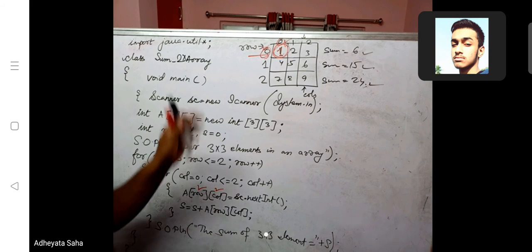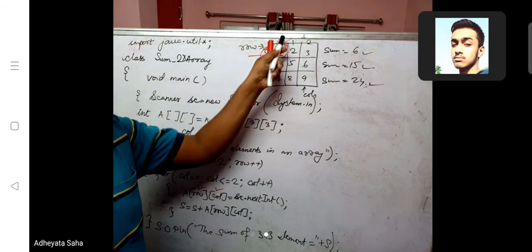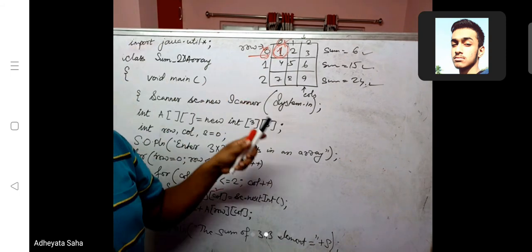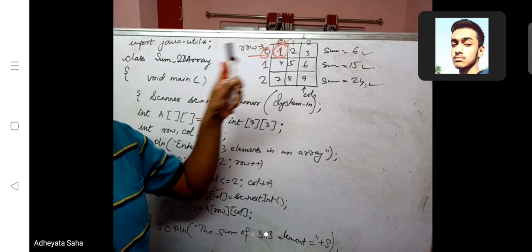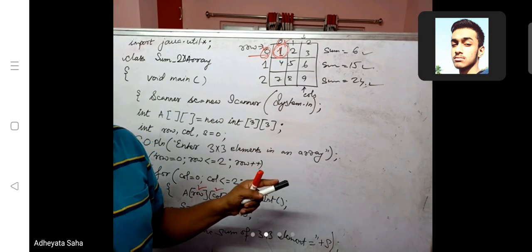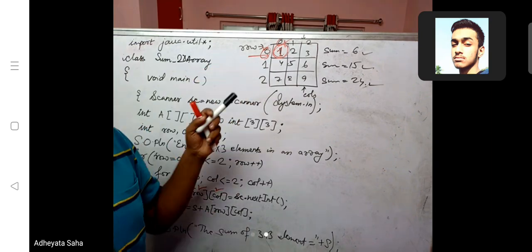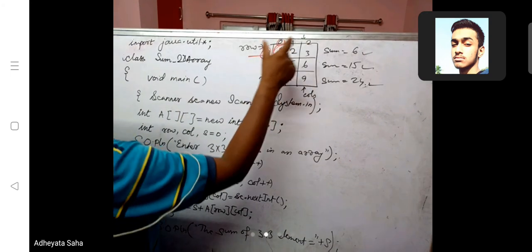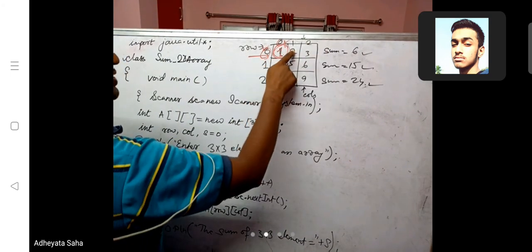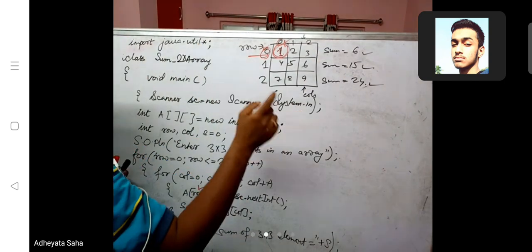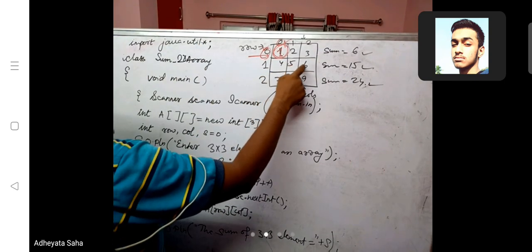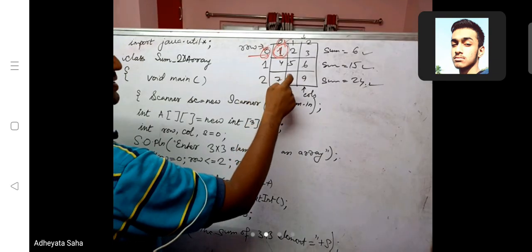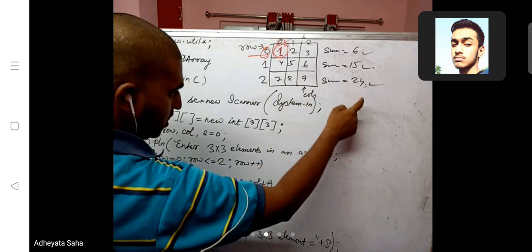You enter 3 cross 3 elements in a two-dimensional array and then find its sum row wise. Find the sum of elements row wise. So, what is the total sum of the first row? 1 plus 2 plus 3, it is 6. Find the sum of the second row, that is 4 plus 5 plus 6, that is 15. Find the sum of the third row, that is 7 plus 8 plus 9 equals 24.